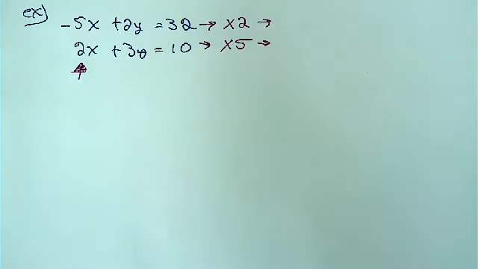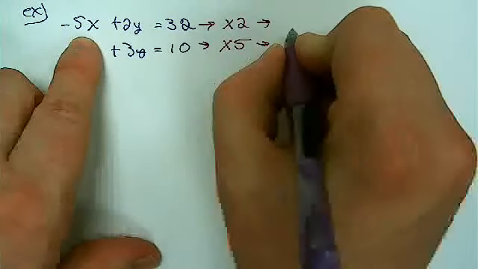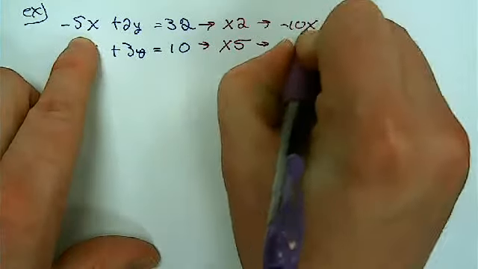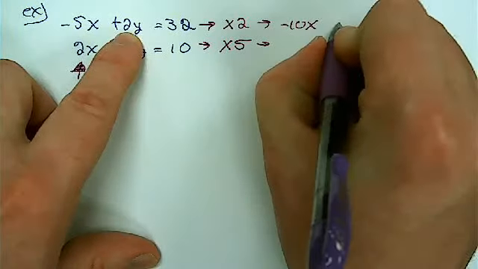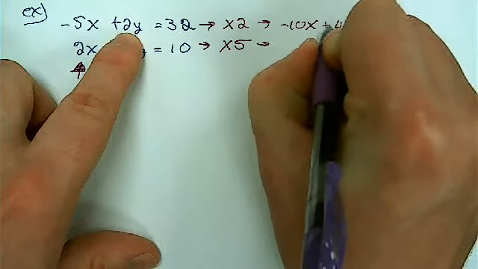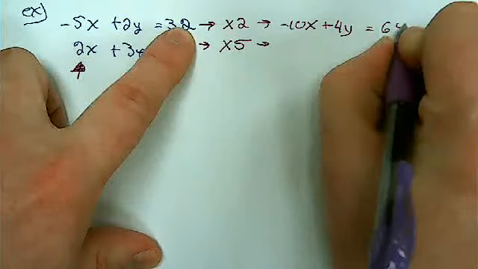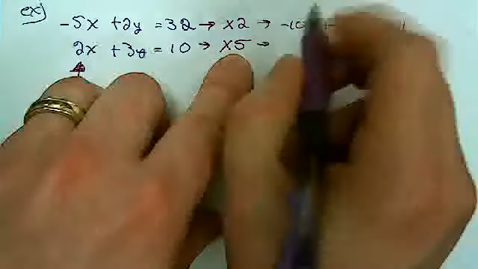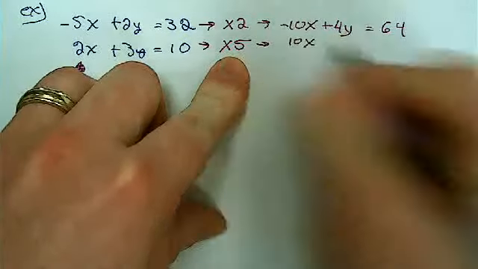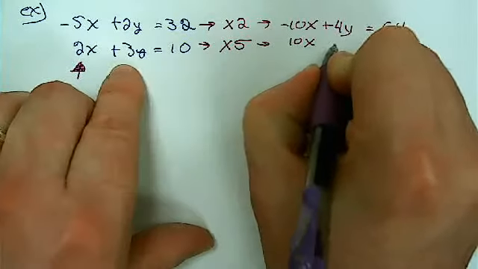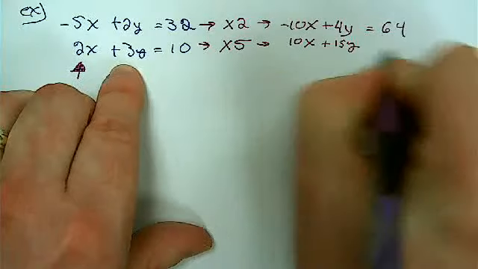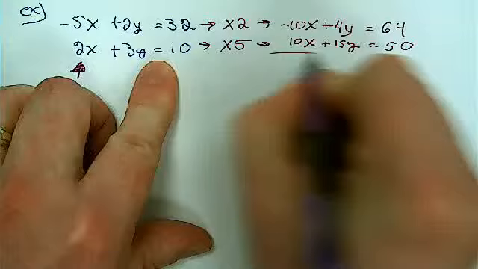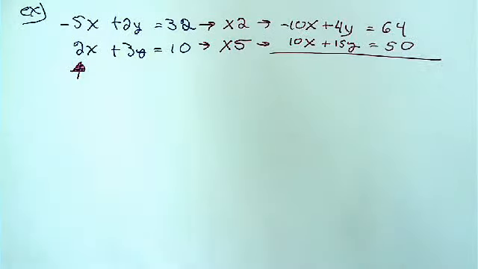Okay, so now let's do this multiplication. 2 times negative 5 is negative 10x. 2 times 2y is 4y. 2 times 32 is 64. Now the bottom: 5 times 2x is 10x. 5 times 3y is 15y. And 5 times 10 is 50. So now I'm ready to squish.